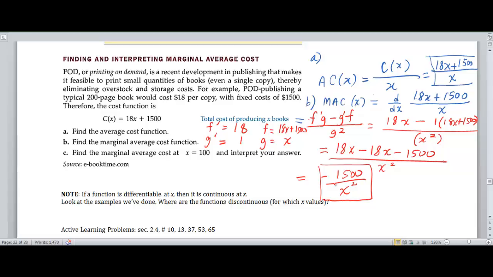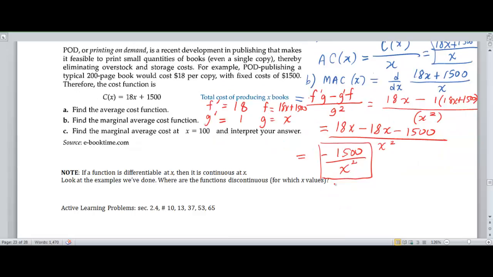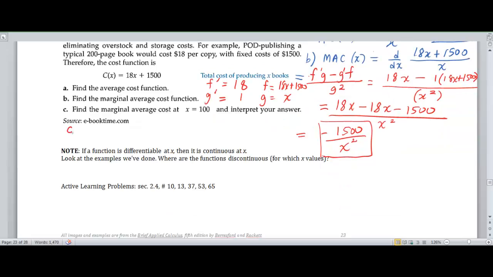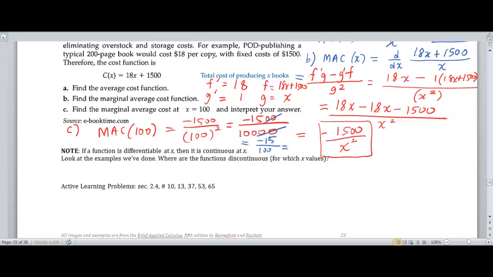And it says find the marginal average cost at x equals 100 and interpret your answer. So at x equals 100, what they want us to do is find the marginal average cost at 100. Instead of x in part B, I'm going to plug in 100 squared. So that's minus 1500 divided by 100 squared. 100 has 2 zeros, so when you square that you get 4 zeros. Two of these zeros cancel out with 2 of these zeros, which is minus 15 over 100, which is minus 0.15. Okay, so that is part C.